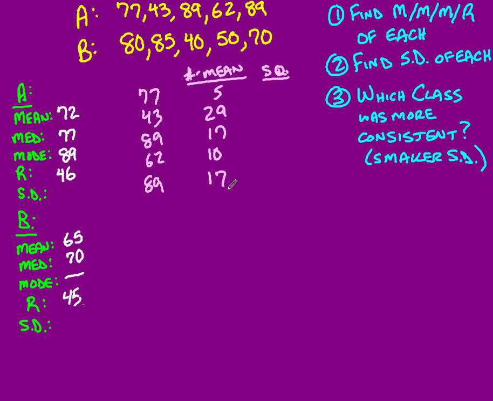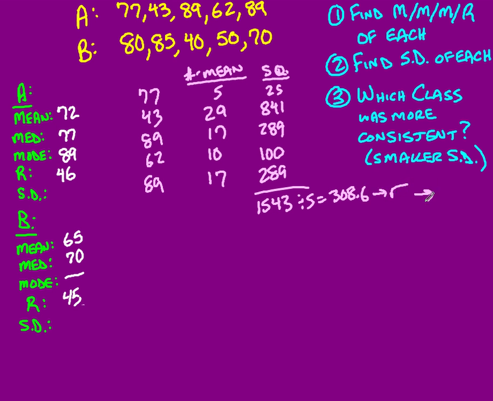Then I square each of those numbers. When I square them, I should get 25, 841, 289 here, that means 289 down here as well, and then 100 for that. Now I add all those numbers up: 25, 841, 289 in there twice, and 100. We get 1543. Take that number and divide it by 5, because there are 5 numbers there. That's 308.6. Then I take the square root to get my final answer, which is about 17.5 or 17.6, depending on where you round.